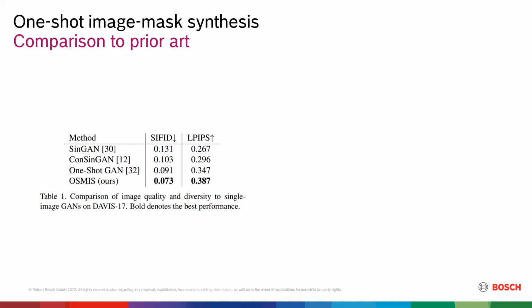We compare the quality and diversity of generated images to the single image GAN models. Compared to these models, OSMIS not only offers an additional ability to generate segmentation masks, but also achieves higher image quality and diversity. Note that despite a potential trade-off between the quality and diversity metrics, our model outperforms prior models in both metrics by a notable margin.